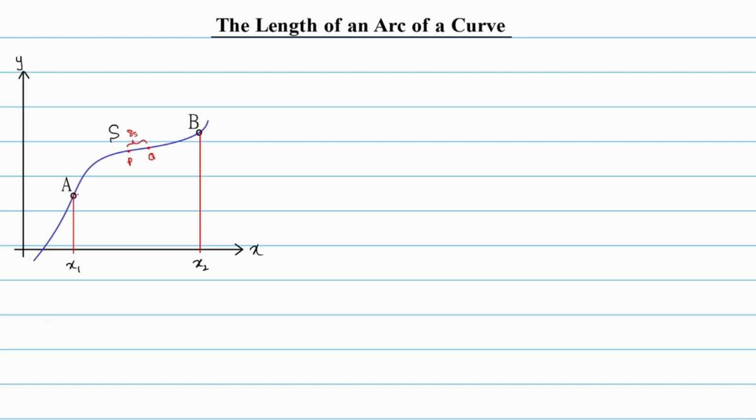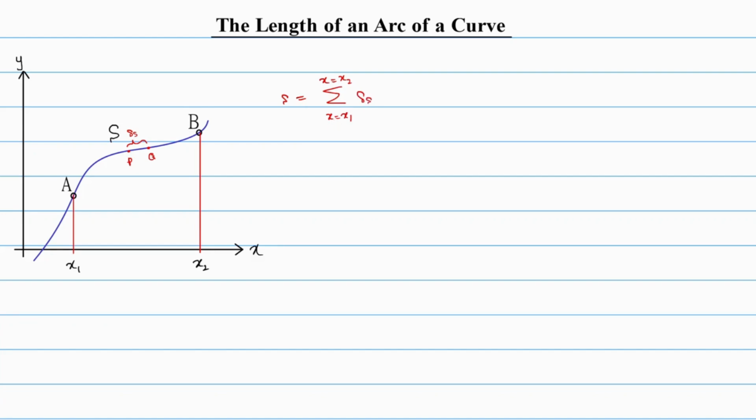Now we can safely say that the entire arc S from A to B is made out of these tiny delta S segments. So if we add up each of these delta S segments, we are going to get S, the length of the arc from A to B. Therefore, we can say that S is equal to sigma from x equals x1 to x equals x2 of delta S.